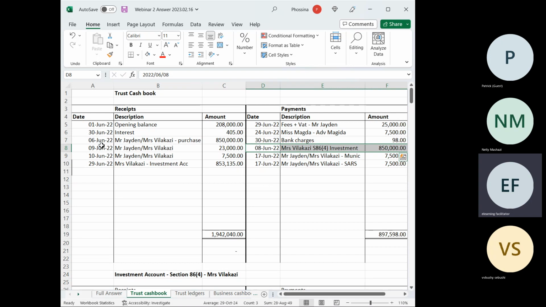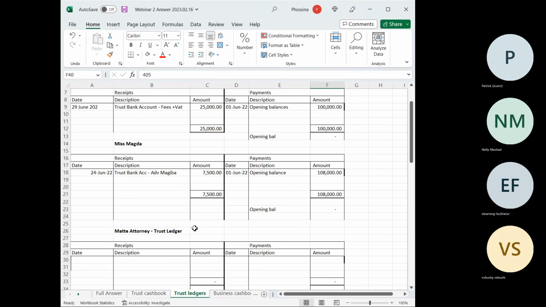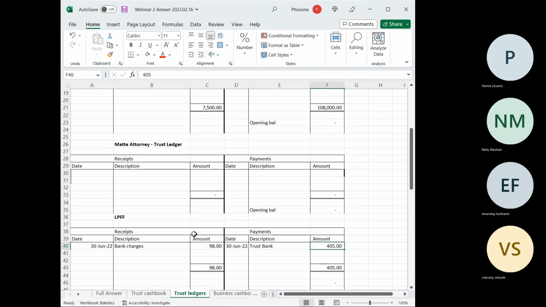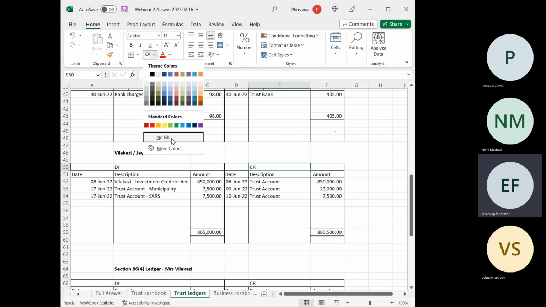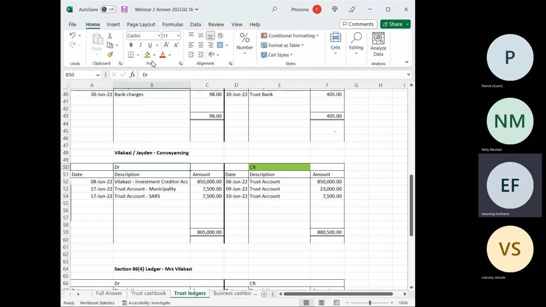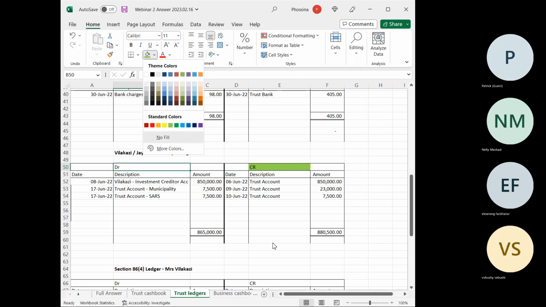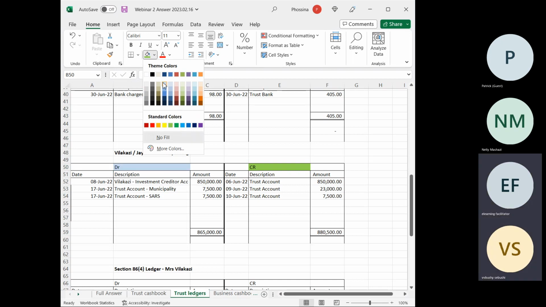And then to complete the double entry, we go to our trust ledger. We created a ledger for our client, which is the Vilakazi and Jayden conveyancing matter. The moment we receive money, our clients are our trust creditors. So this is the credit side. This is the credit side. This is the debit side of the transactions.